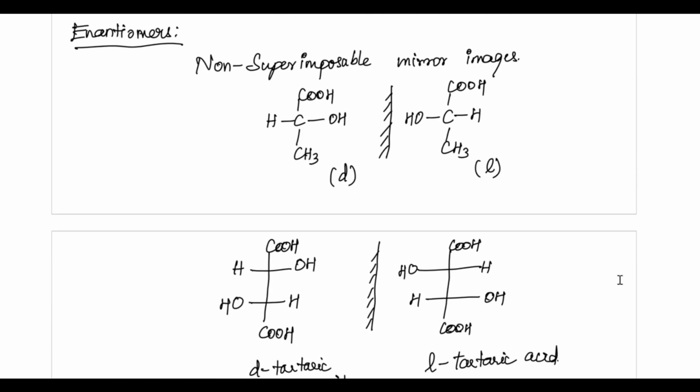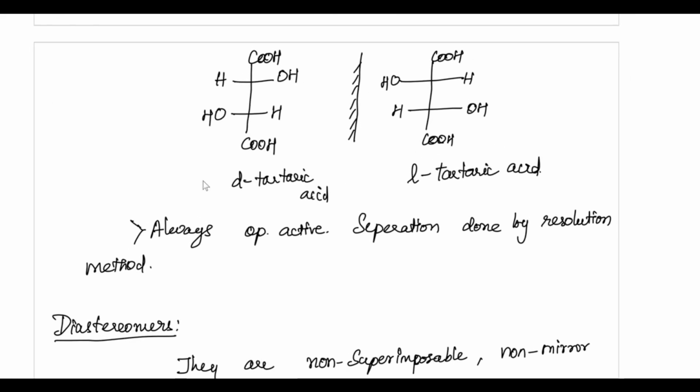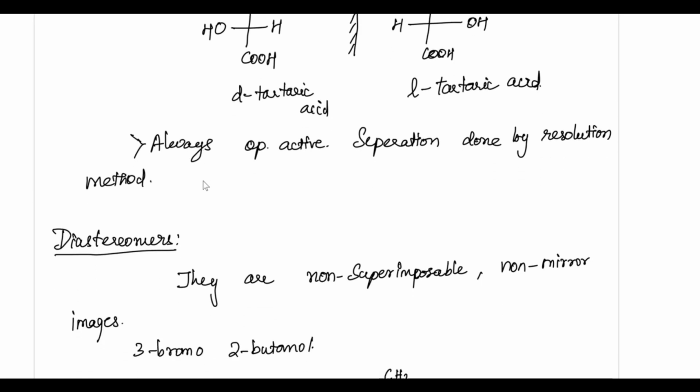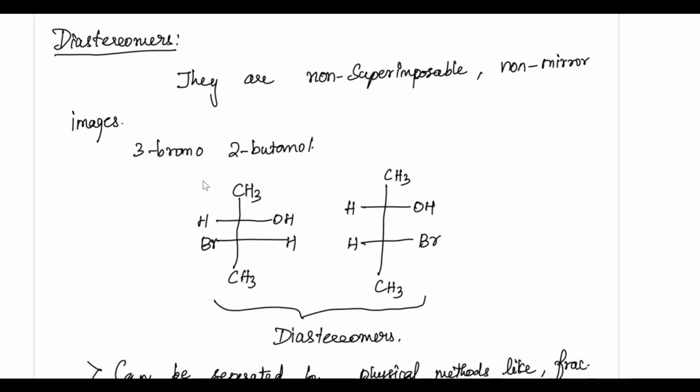Here we have the term enantiomer. Enantiomer means two isomers which are non-superimposable mirror images. Non-superimposable means, let's say I'm taking this part and placing it over here, which will not match, right? Which will not be superimposed. Likewise, D and L tartaric acid. Optically active compounds are always separated by the resolution method.